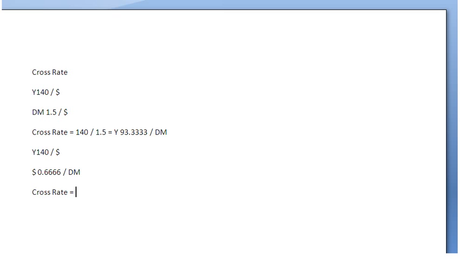Cross rate is equal to, you pick up the number from the first quote, 140, and then you put a multiplication sign. Rather than dividing this time, you multiply by the second number which you pick up from here. So let's write it 0.6666, and since in the cross rate the common currency is going to cancel out, so these dollars are going to cancel out, so that is going to leave you with yens per Deutschmark. So you have yens, it's going to give you the same answer, 93.3333 per Deutschmark.